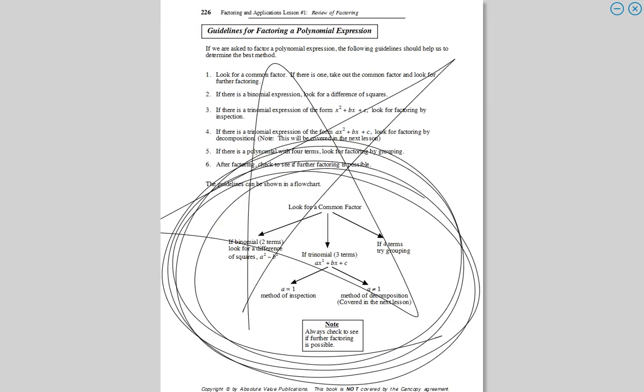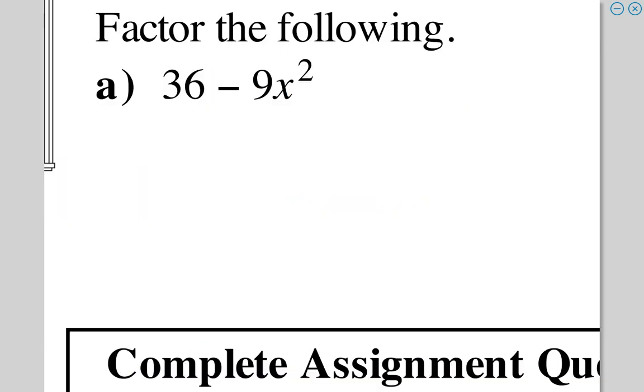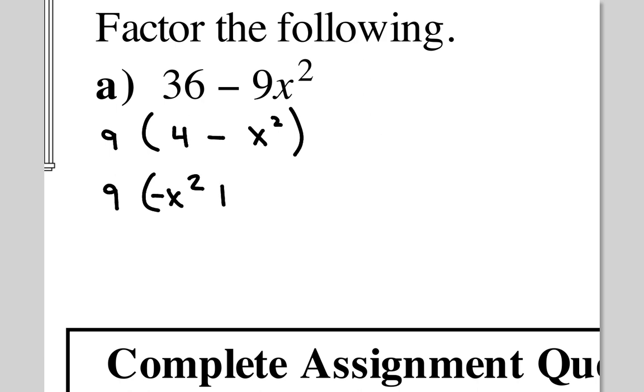What does it tell us to do right off the bat? Look for a common factor. Let's do that. 36 and 9. Oh, they both divide by 9. Take out a 9. You get 4 minus x squared. Does that look weird to you? What did I just say on the last page about the constant being on the right and the highest power being on the left? So rewrite it so it looks more natural to you. Negative x squared plus 4. This is also weird. The fact that there's a negative on the lead coefficient.